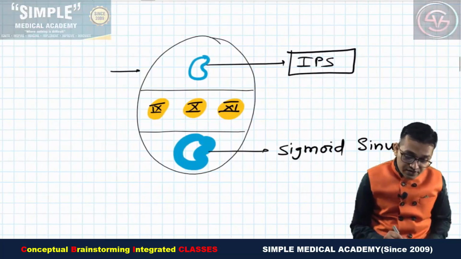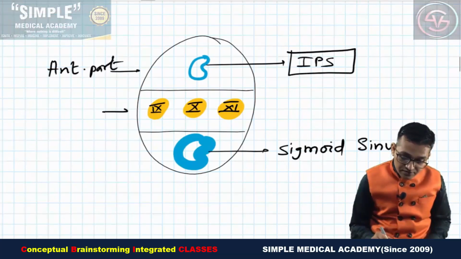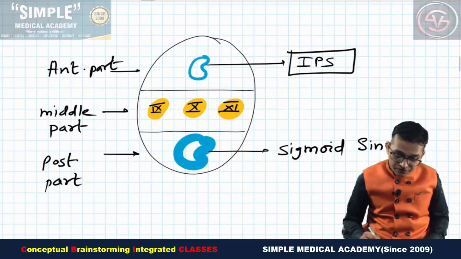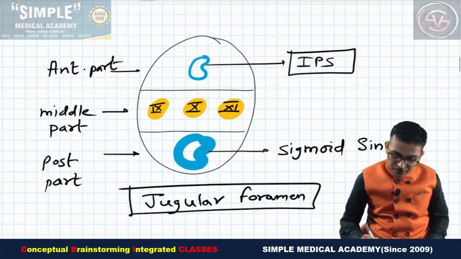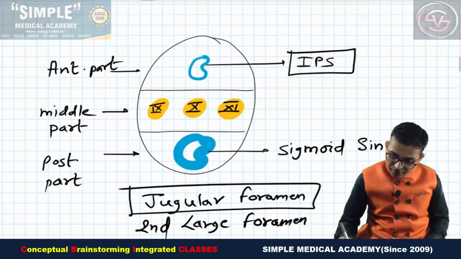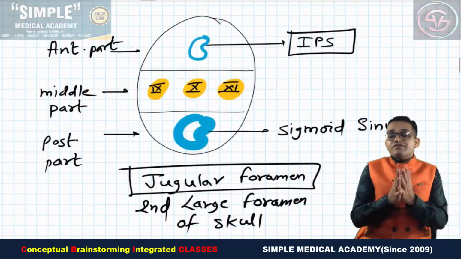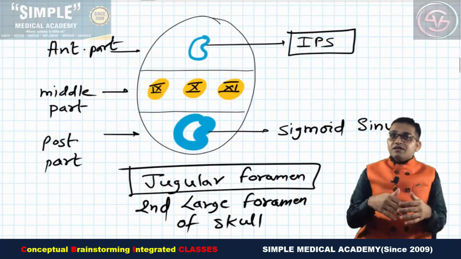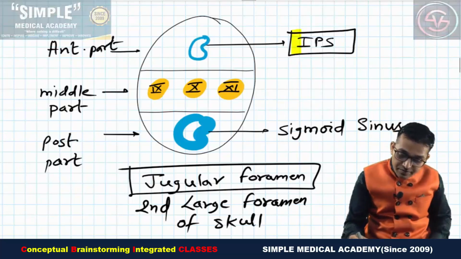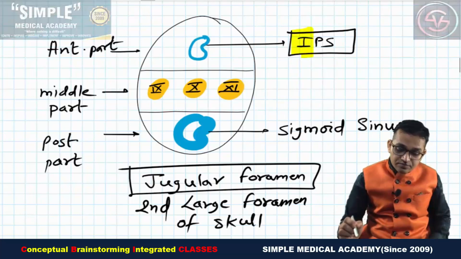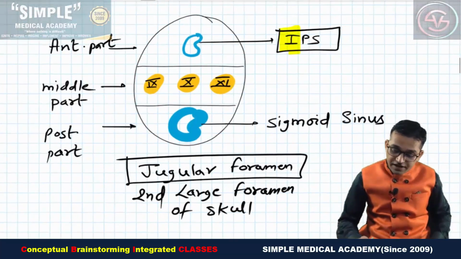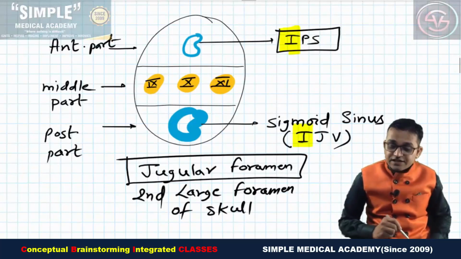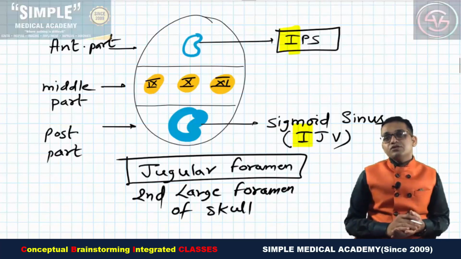So this jugular foramen has 3 parts. What are the 3 parts? Anterior part, middle part, while this is the posterior part of the jugular foramen, which is the second largest foramen of the skull. Here I am giving one trick. This jugular foramen has an anterior part, a posterior part and a middle part. In the anterior part there is a structure which can be remembered by the letter I, and the posterior part is where the sigmoid sinus passes, and as we know the continuation of this sigmoid sinus is the internal jugular vein. So we can also remember that the internal jugular vein passes through this jugular foramen.